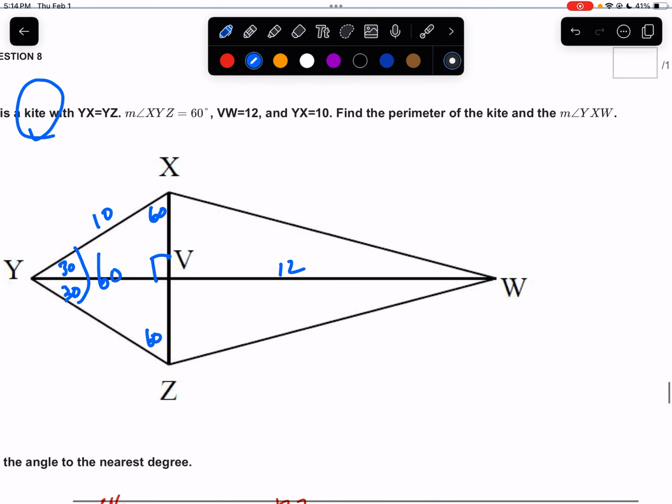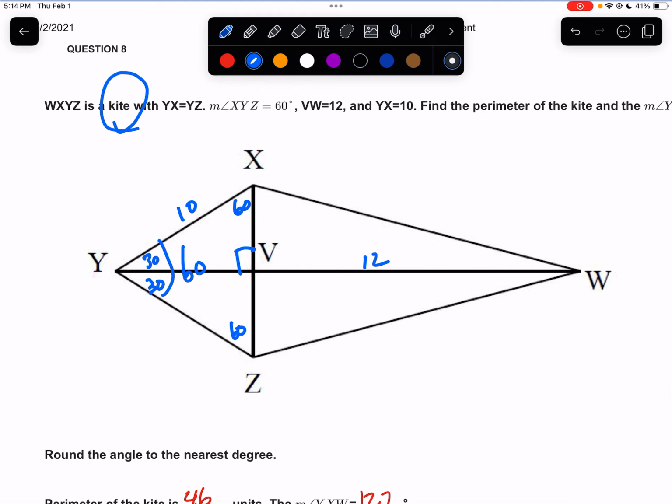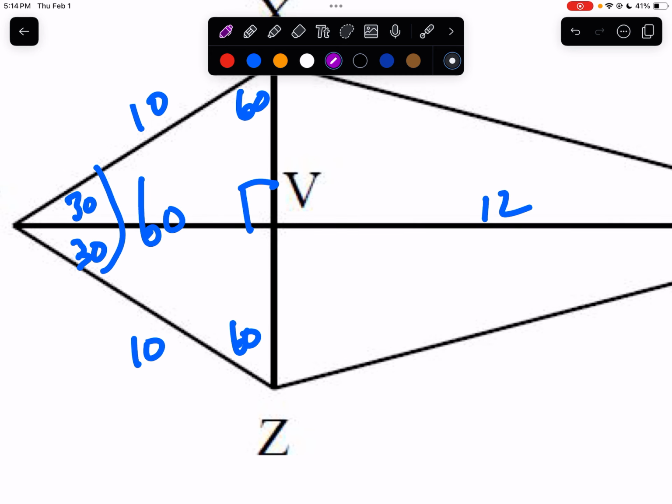Find the perimeter of the kite. Okay, well, this is going to be 10. 30, 60, 90 rules. I'm going to change colors here. That's the hypotenuse. Divide by 2. This would be 5. And that would make this 5 root 3. And this would also be 5.